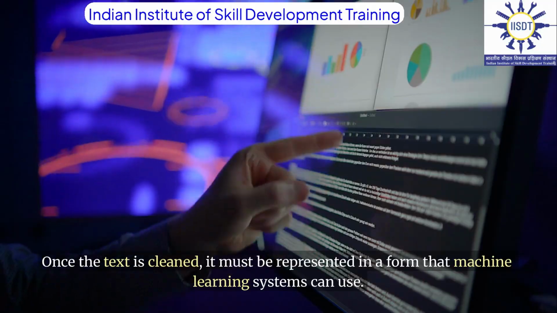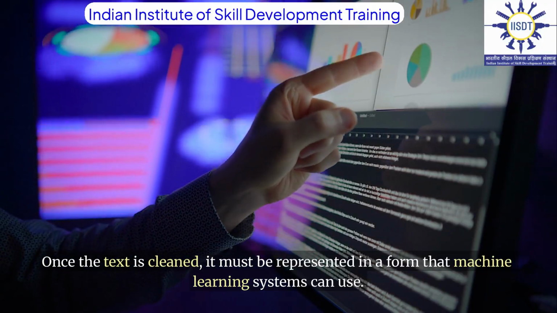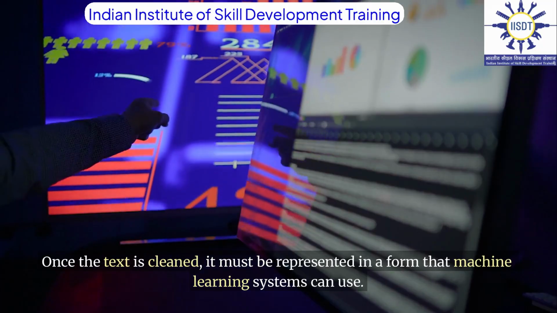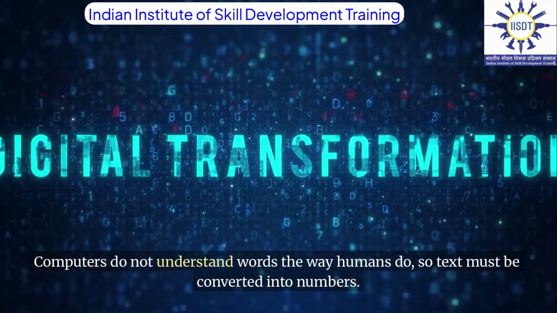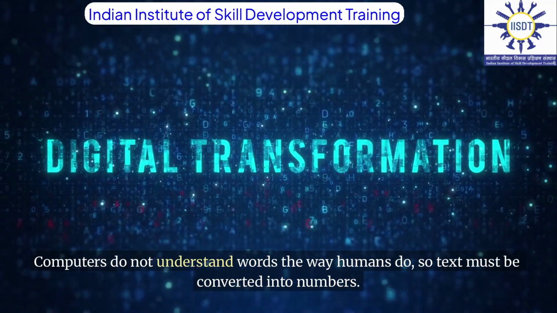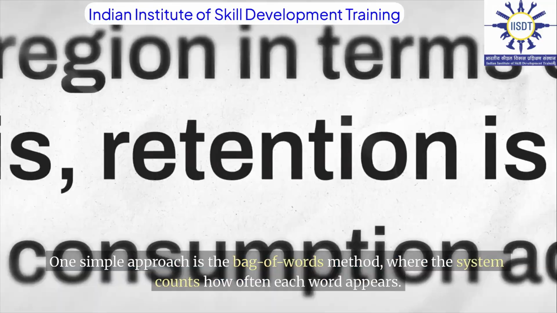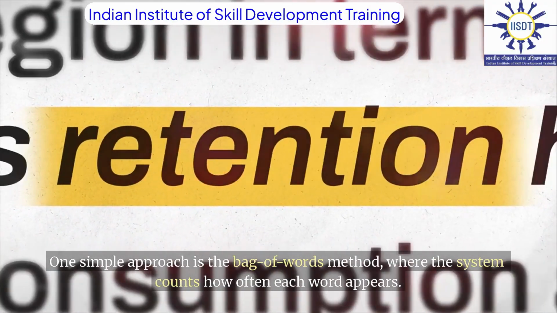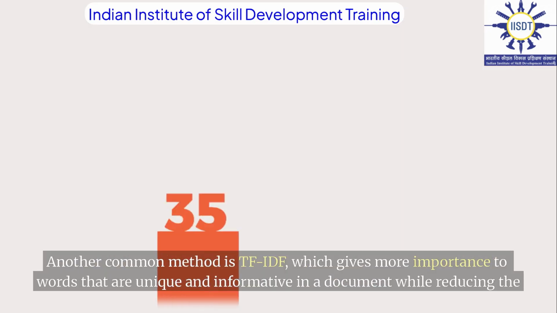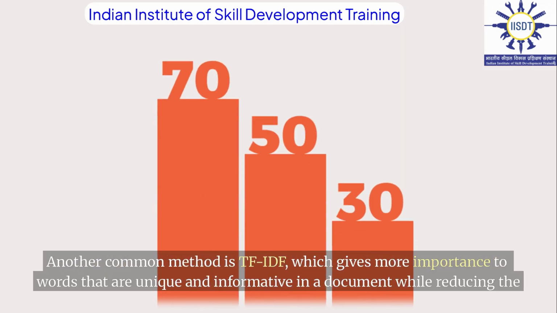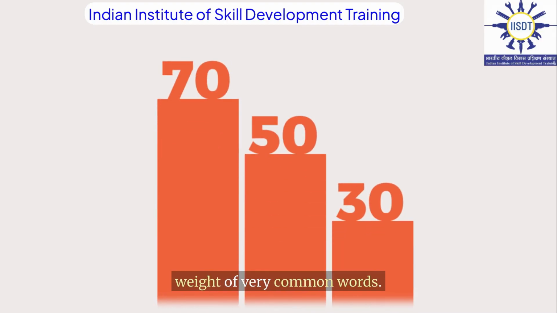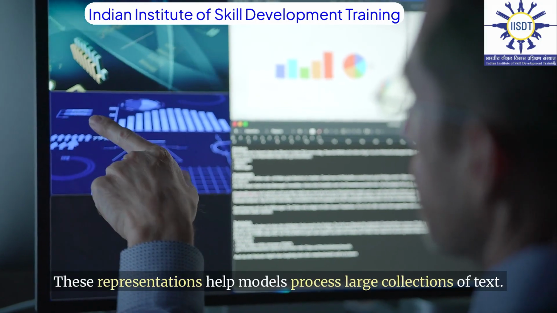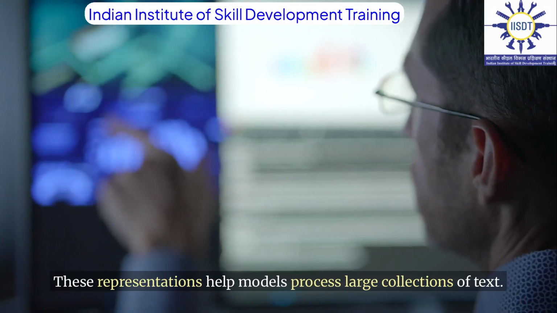Once the text is cleaned, it must be represented in a form that machine learning systems can use. Computers do not understand words the way humans do, so text must be converted into numbers. One simple approach is the bag of words method, where the system counts how often each word appears. Another common method is TF-IDF, which gives more importance to words that are unique and informative in a document while reducing the weight of very common words. These representations help models process large collections of text.